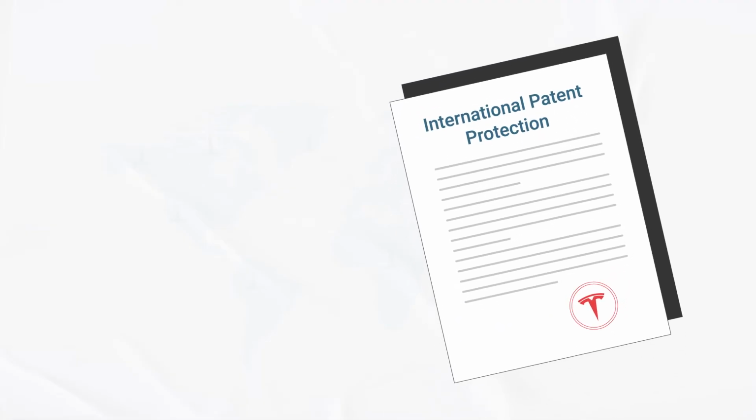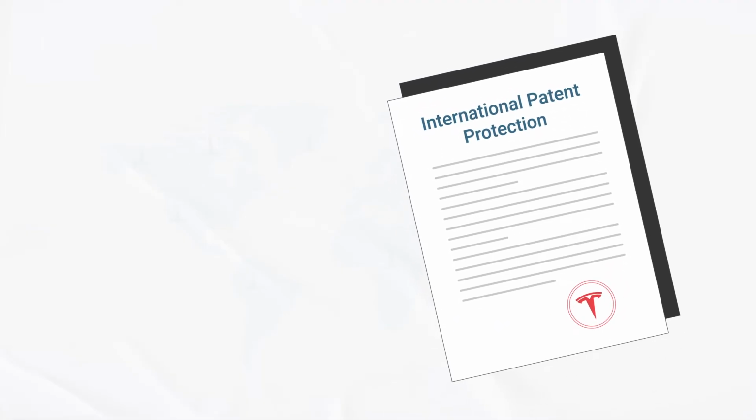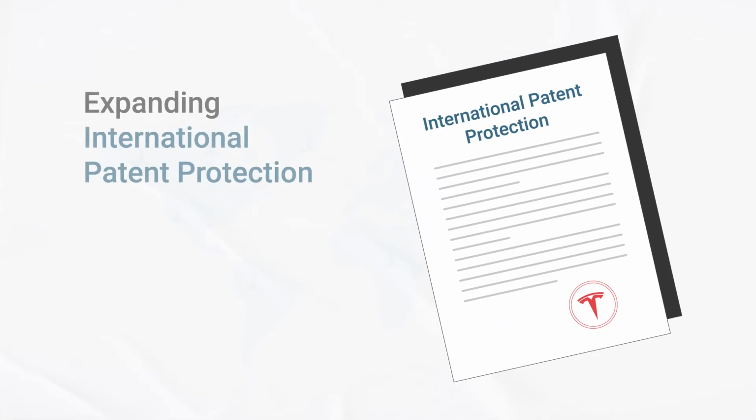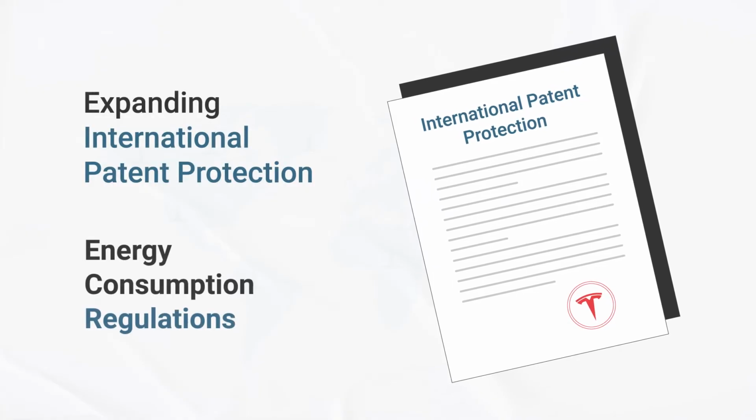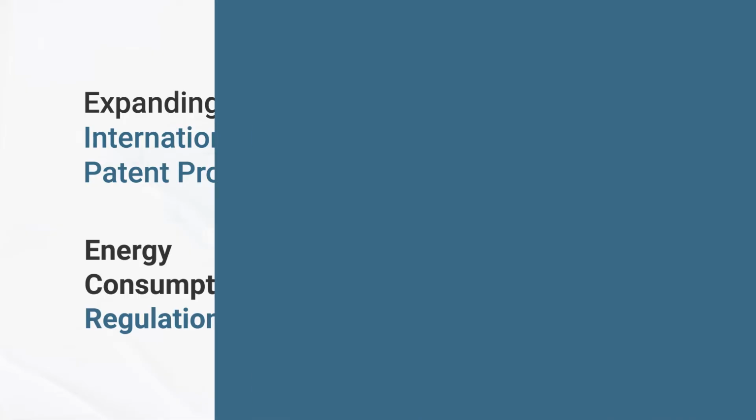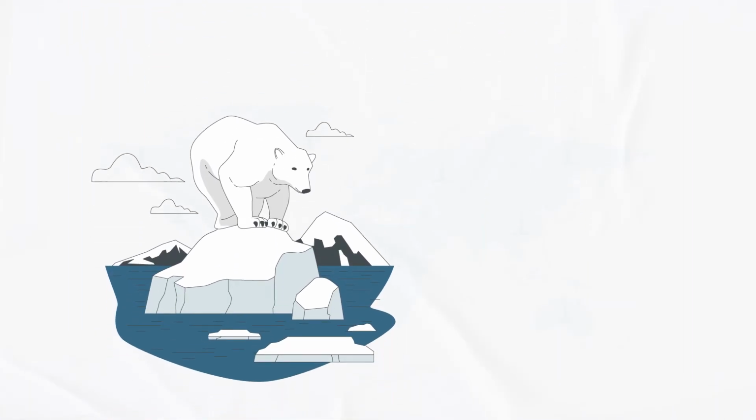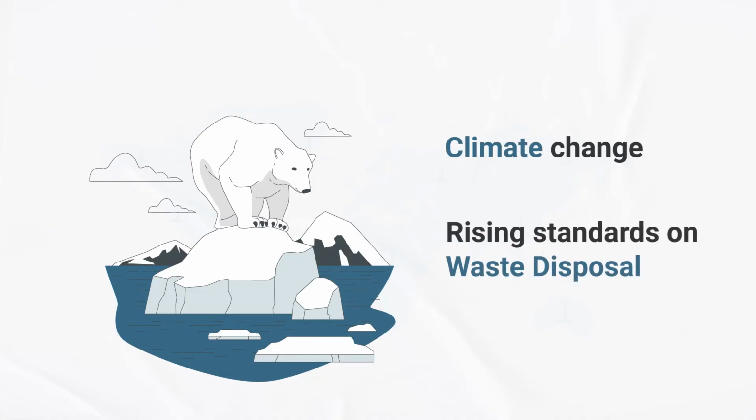In the case of Tesla Incorporated, corporate strategies must include the following legal external factors: expanding international patent protection, energy consumption regulations. In the case of Tesla, the following ecological external factors affect its market: climate change, rising standards on waste disposal. These can be proven beneficial to Tesla.